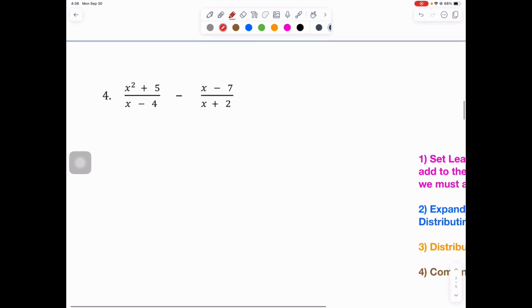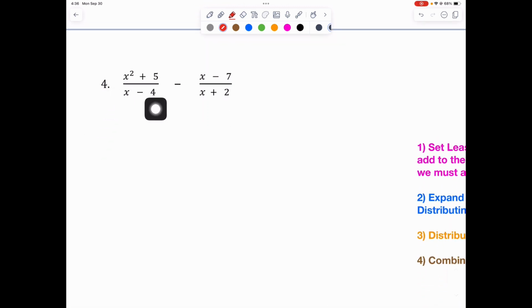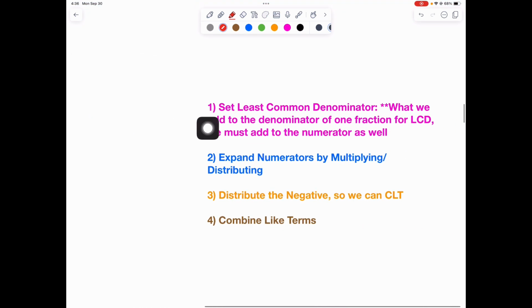Carrying on to number 4, we have x squared plus 5 over x minus 4 minus x minus 7 over x plus 2. So adding or subtracting looks a little different. Let's take a look at step number 1. Set least common denominator. What we add to the denominator of one fraction for the least common denominator, we must add to the numerator as well. This balances the numerator. And when we are adding or subtracting rational expressions, it's just like the basics that we learned in grade school. We have to have that least common denominator.